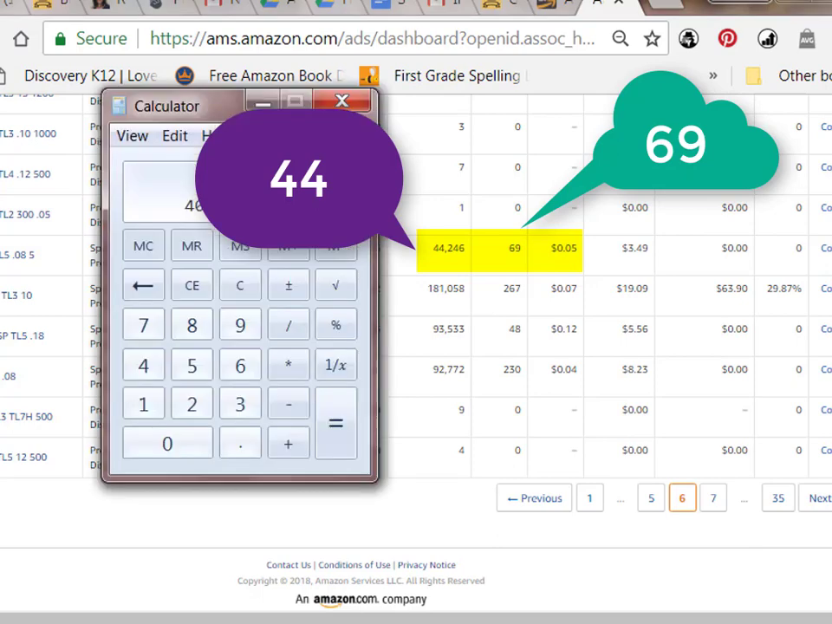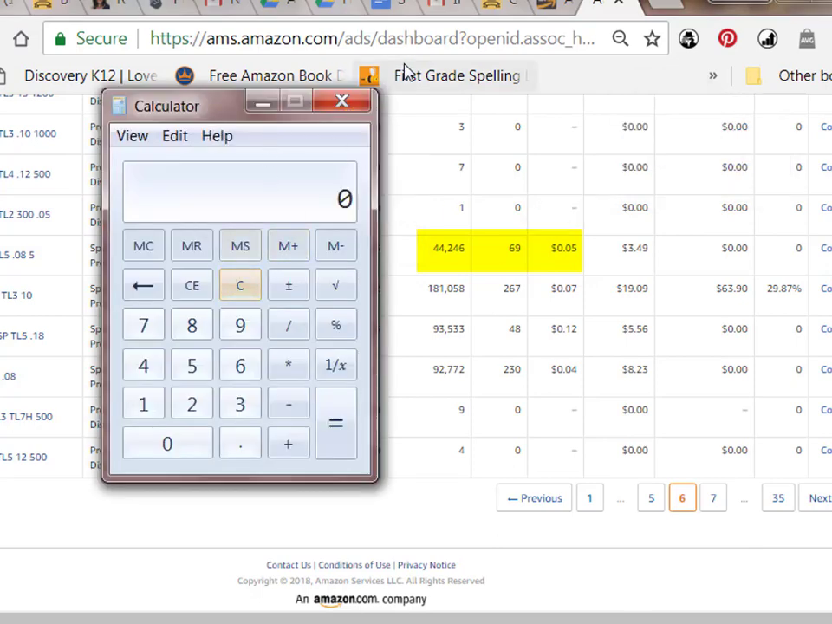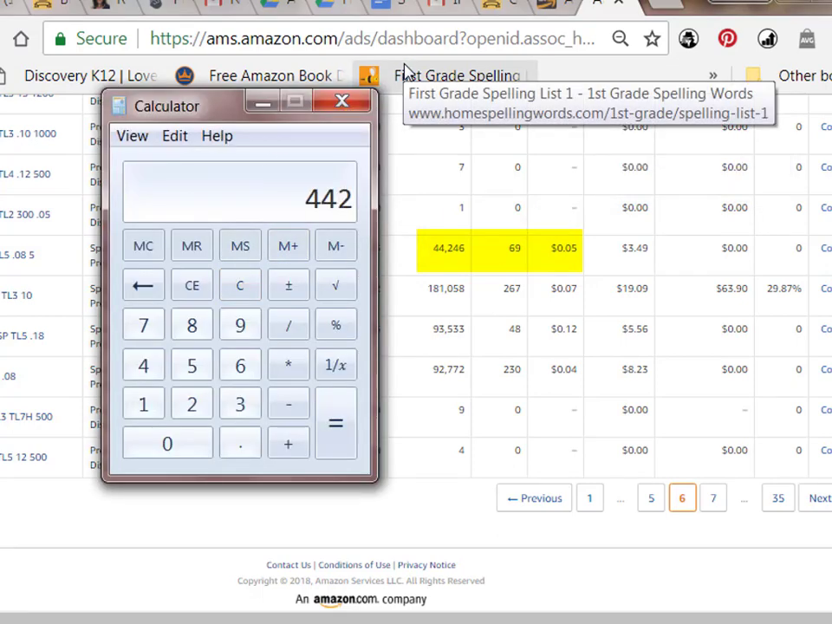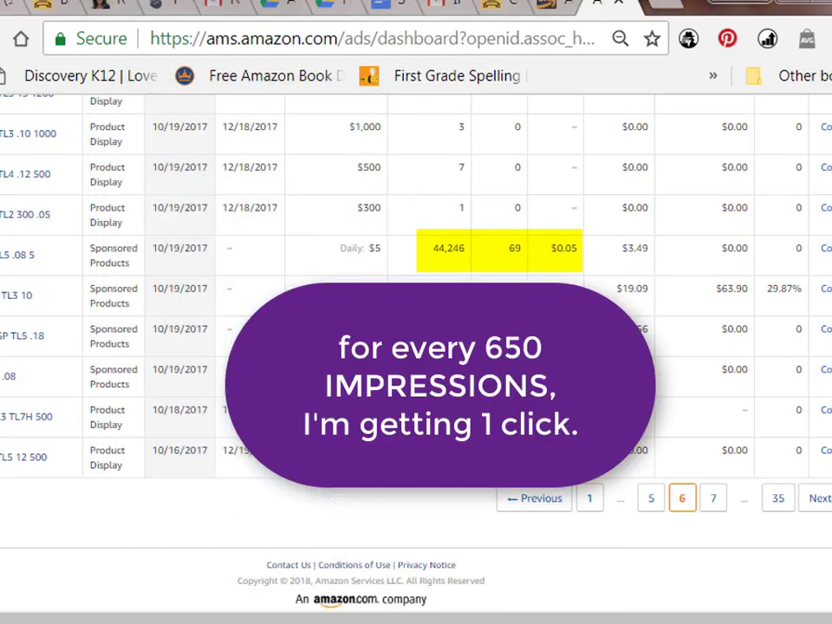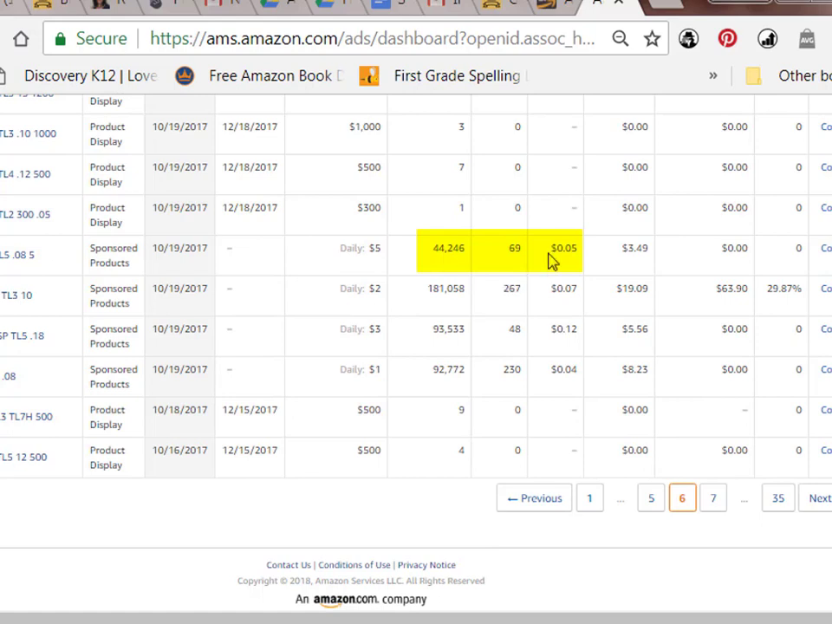Now, to show you what I mean, let's look again. 44,246 divided by 69 gives me 650. So what that's telling me is that for every 650 impressions, I'm getting a click. I love that. That's great. And this is actually an excellent one too that I love. I've been stealing off this for my keywords. Okay, so then we'll go down to this one.